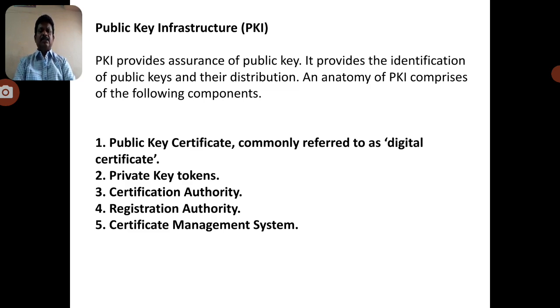Some of the components in the public key infrastructure are the public key certificate, commonly referred to as a digital certificate; second, the private key tokens; third, the certificate authority; fourth, the registration authority; and fifth, the certificate management system. So you can observe these five different components are used in the public key infrastructure.